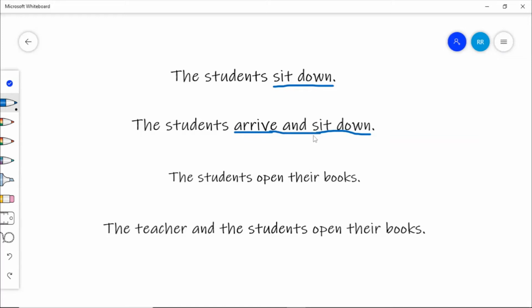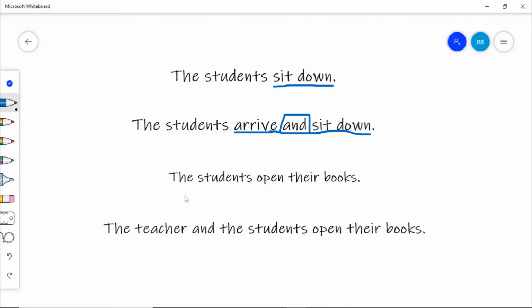So remember this word, compound. When I say compound, it means more than one. Here I have a compound predicate. I have arrive, sit down. We join them with and. So a compound predicate can be two or more. Deal? Two or more verbs.